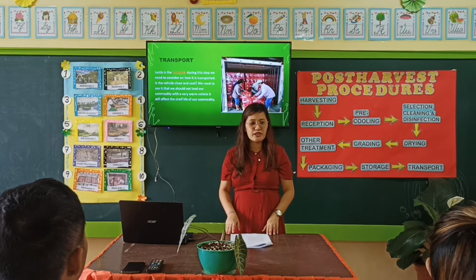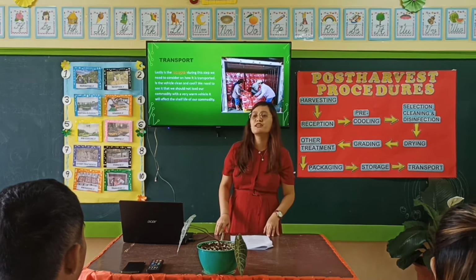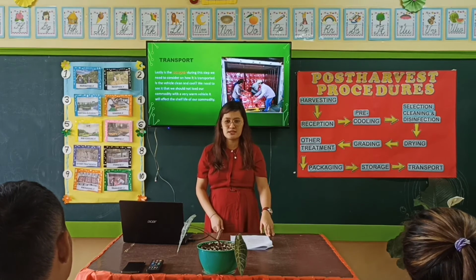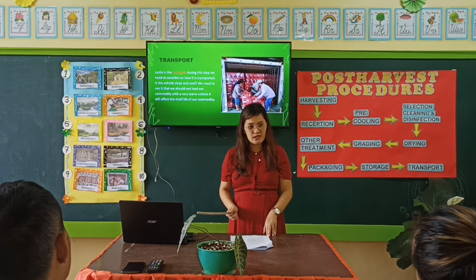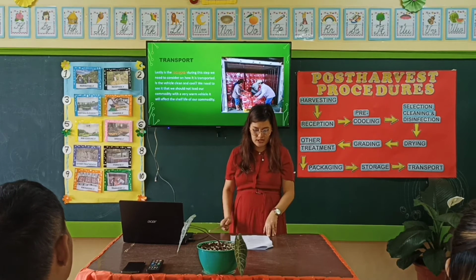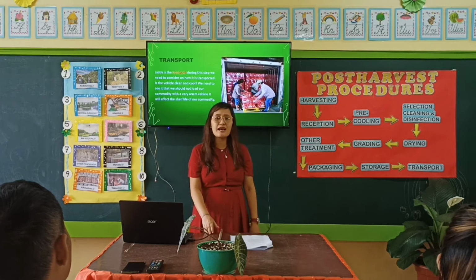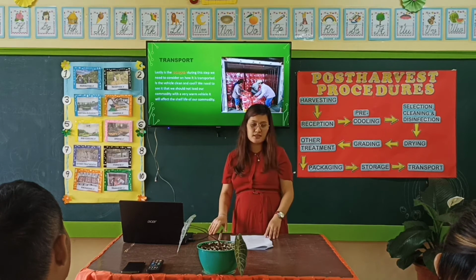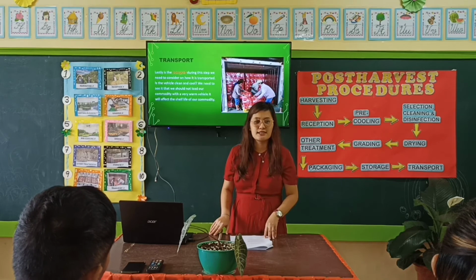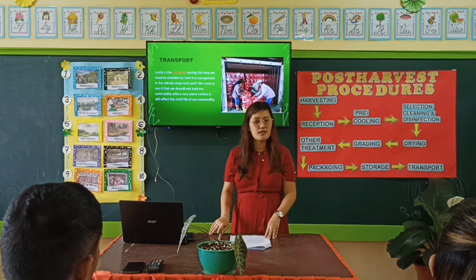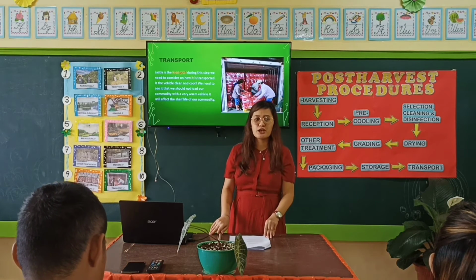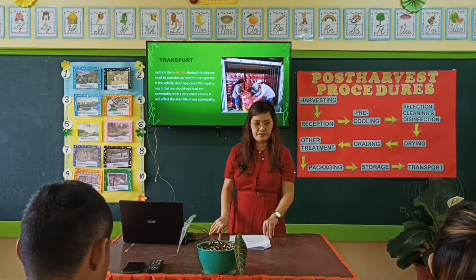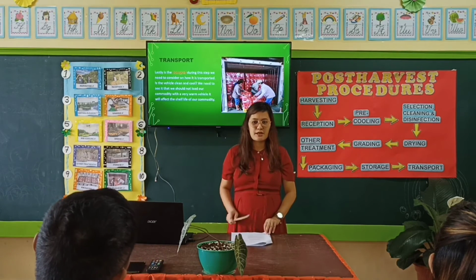Yes, ma'am. So now, I will divide you into 3 groups. Then answer the following questions in 5 minutes. Okay, you may now count 1, 2, 3. 1, 2, 3. So now, you will identify the causes of losses at the different points of the system. For group 1, during packing. For group 2, during storage. For group 3, during transport. Okay? Time start.